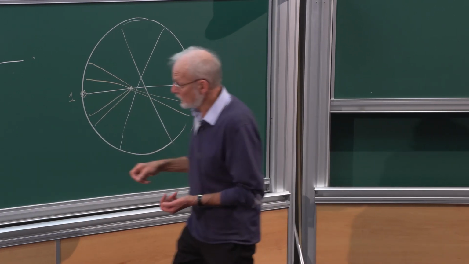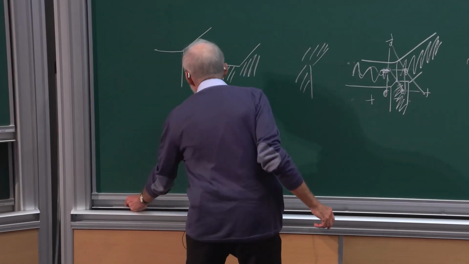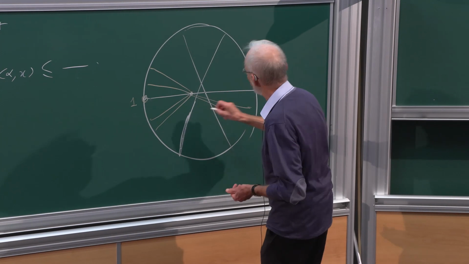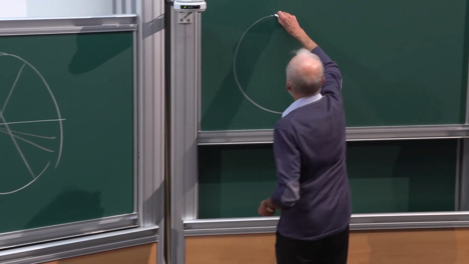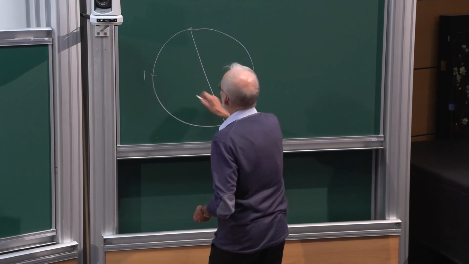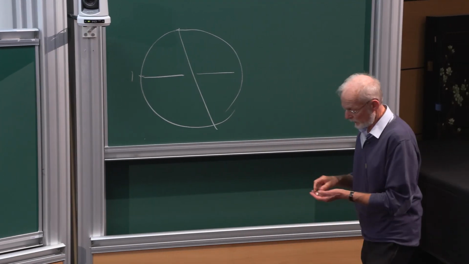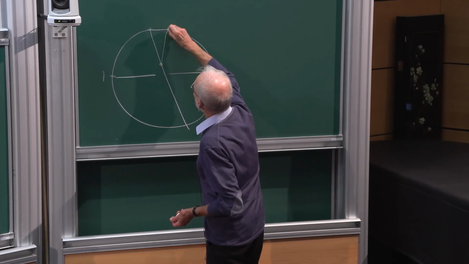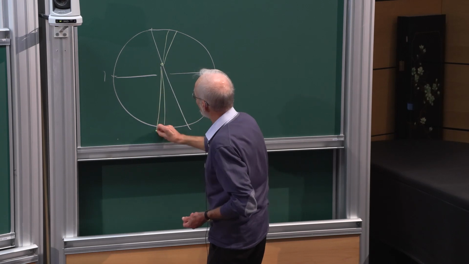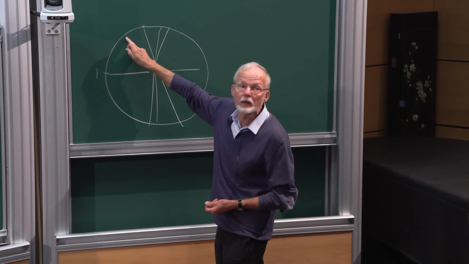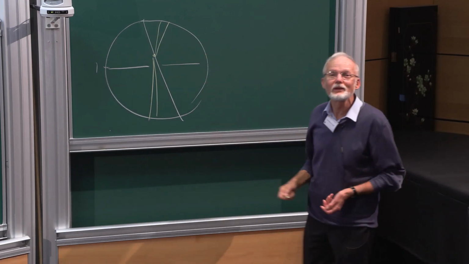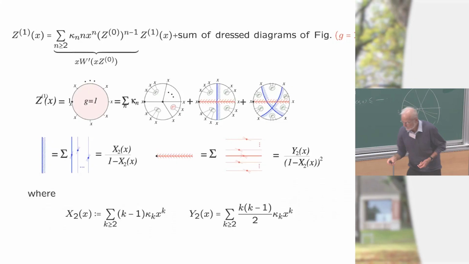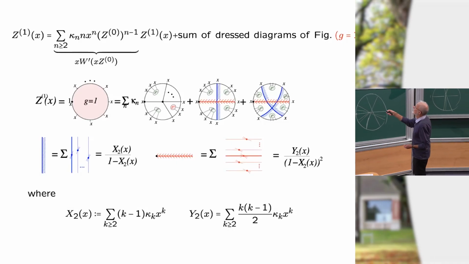In contrast, if I want to do the dressing of the other lines, if it's not the marked point that I want to trace, then from this point I can attach things here and I can attach things there, but I'm not going to attach things here. So I have a smaller tracing than in that case. That will explain why I have different powers.